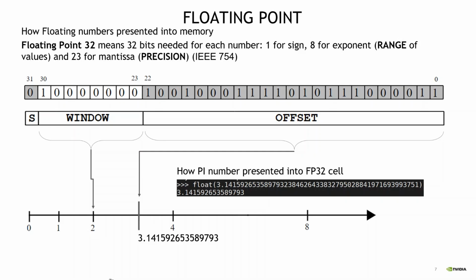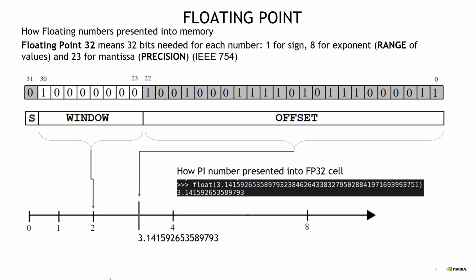Let's try to simplify this representation. On the slide, we have the number pi presented in FP32 bit cells. The first part shows us that it's a positive number. We see 0 in the first cell. The second part is the exponent. This is the window that shows us between which two values our original number is placed on the number line. This is some rough approximation of the position of our number. In our example, this window shows us that our original number pi is placed between 2 and 4.